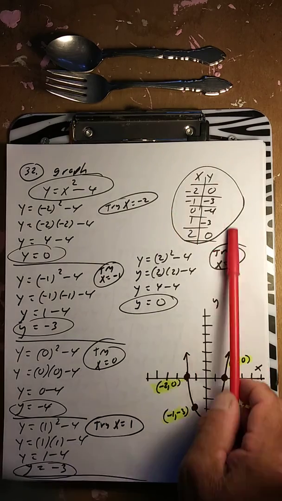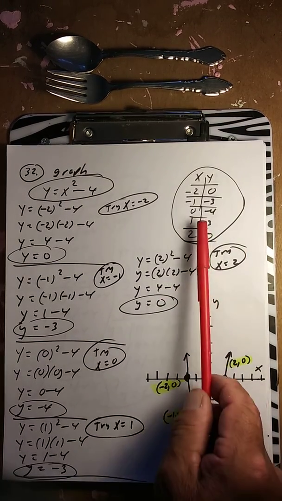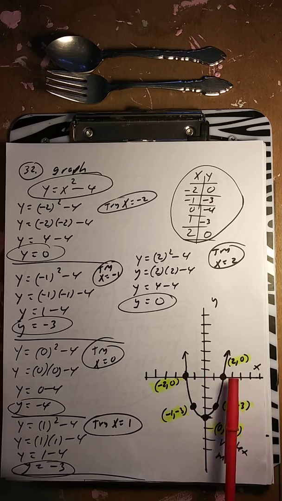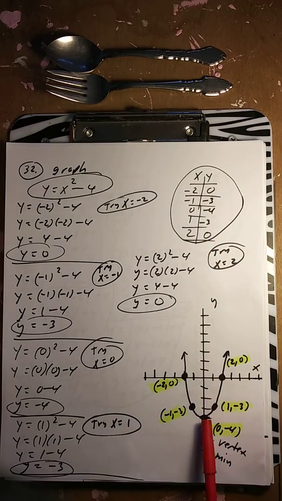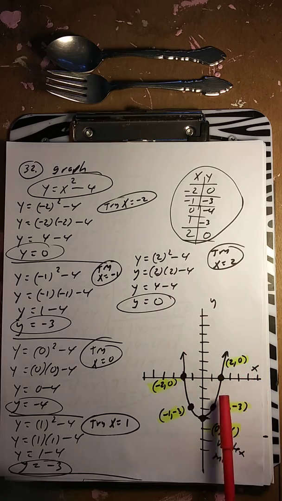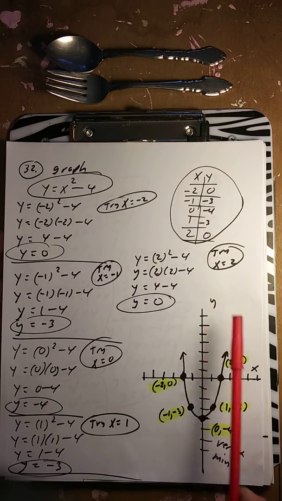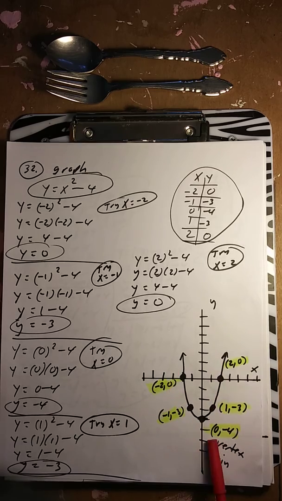So we have all these ordered pairs. If you put them in the graph, let's see, at negative 2, 0 right there. And negative 1, negative 3 right there. And 0, negative 4 right there. And this is also the vertex or the midpoint, the lowest point. Next one is 1, negative 3 right there. The last one is 2, 0 right there. So there's the parabola right there, with the vertex, it's a min right there, 0, negative 4.